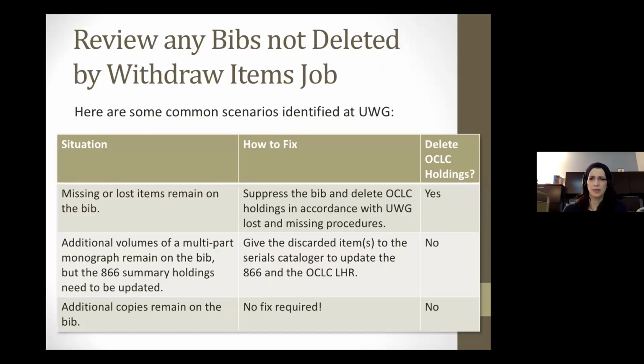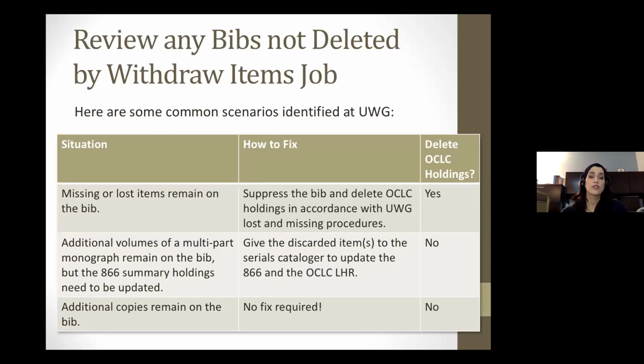Here are some common scenarios that we've identified at UWG about why a bib wouldn't be deleted by the withdraw items job. The first situation is that there are missing or lost items that remain on the bib. These could be just additional copies usually. In that case, holdings should be removed because the remaining copies are lost or missing, and that's our policy here. So in that case, the bib would be suppressed, and that OCLC number could just be included in the OCLC text file with the other OCLC numbers.